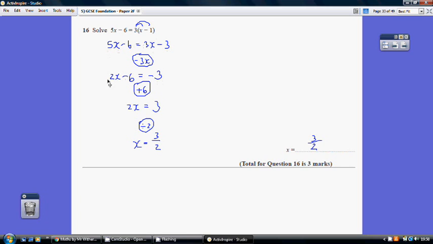So we've got all our x's on the left hand side. We now need to get all our normal numbers onto the right. So how do we undo a minus 6? We add 6 to both sides, giving us 2x equaling 3, because minus 3 add 6 is plus 3. So how do we make x the subject? How do we undo this timesing by 2? We divide by 2. So x equals 3 over 2, or 1.5.